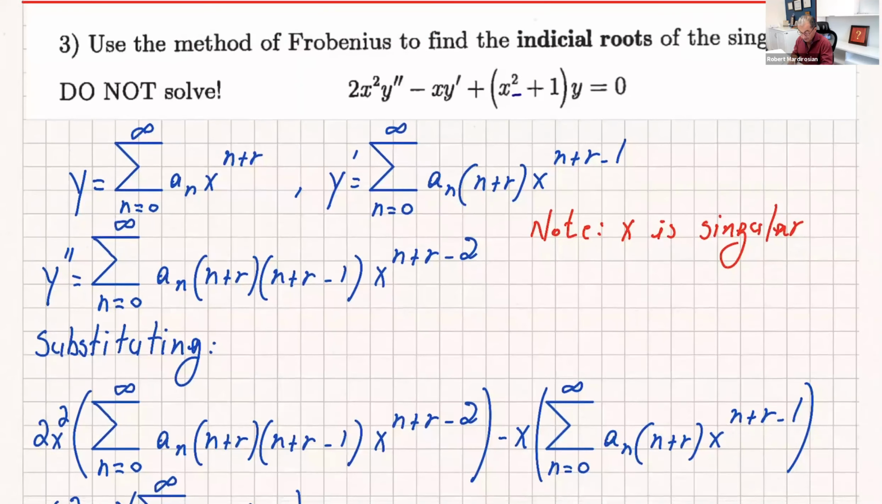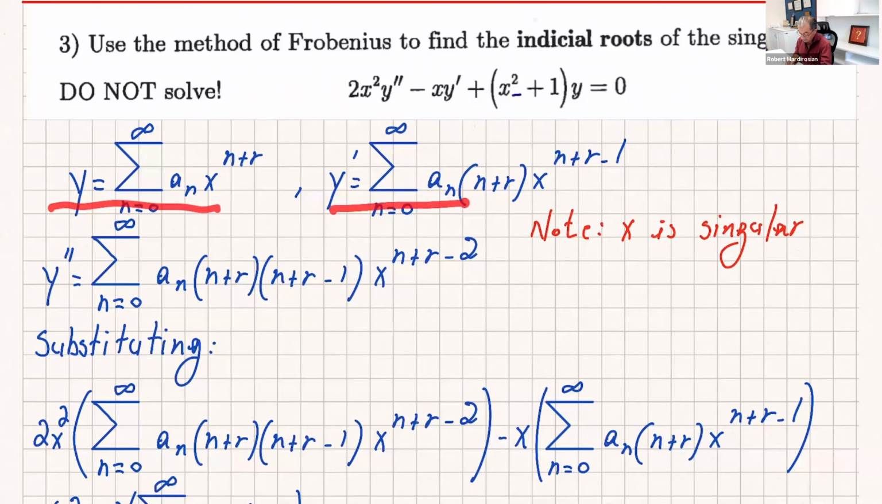Number 3, use the method of Frobenius to find the initial roots of the singularity. So we do not need to solve this. First of all, if you look at this equation, you know x equals 0 is a singular point. Now, in the Frobenius method, instead of writing the sum of a_n x^n, you just start with x^(n+r), and that's going to give you the solution very nicely.